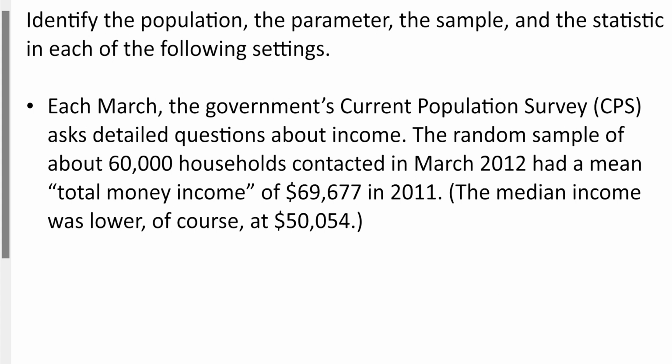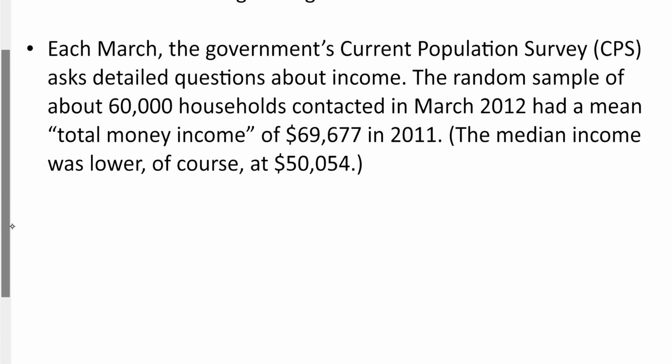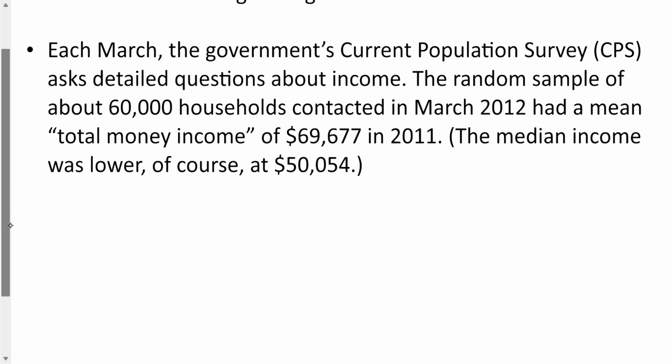So here's my first one. It says identify the population, the parameter, the sample, and the statistic in each of the following scenarios. I've got one here. First one, it says each March, the government's current population survey asks detailed questions about income. The random sample of 60,000 households contacted in March had a mean total income, money income of $69,677 in 2011. The median income was lower, of course, at $50,000.